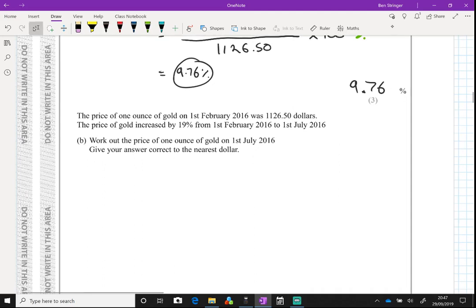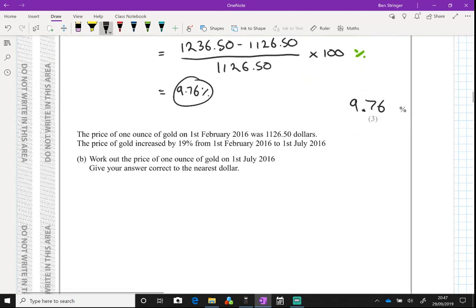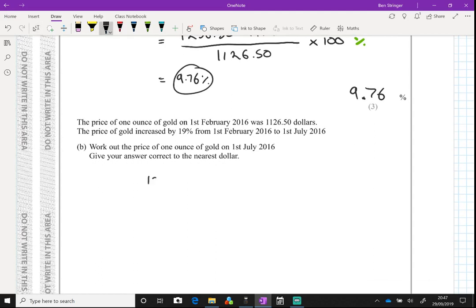The price of 1 ounce of gold on the 1st of February was this. The price increased by 19% to July. Work out the price of 1 ounce of gold in July. So it's just a case of realising if we start at 100% and we increase it by 19%, we want 119% of what we originally started with. So we're going from our old price to get to our new price, remembering to multiply, not to divide.